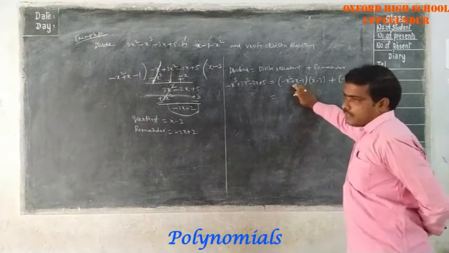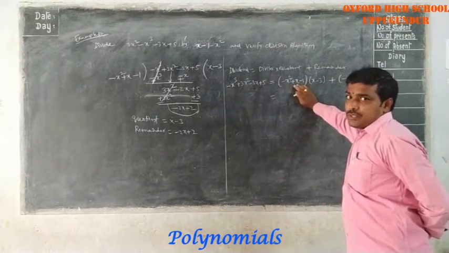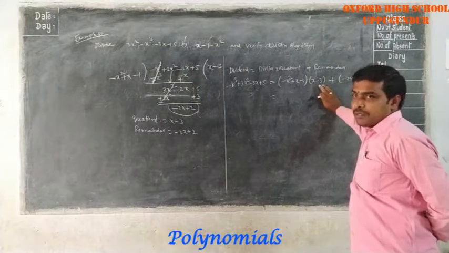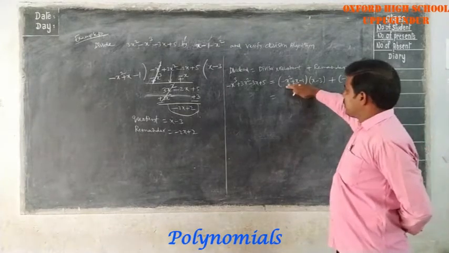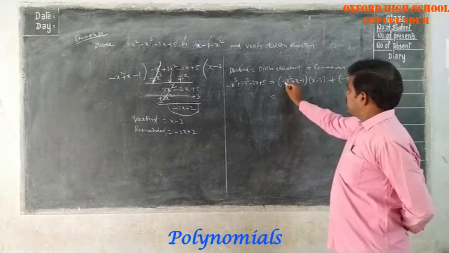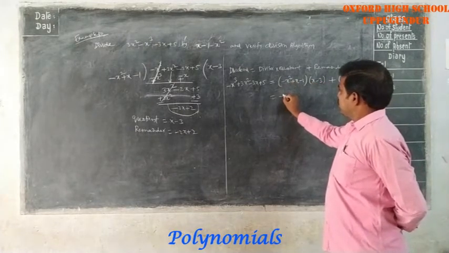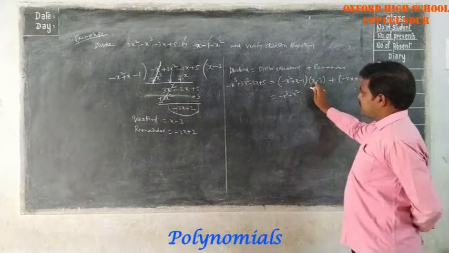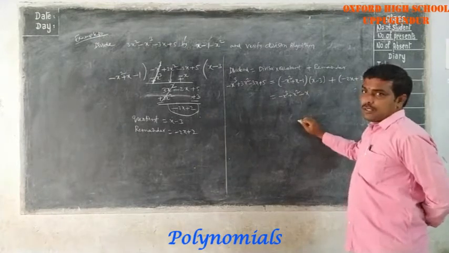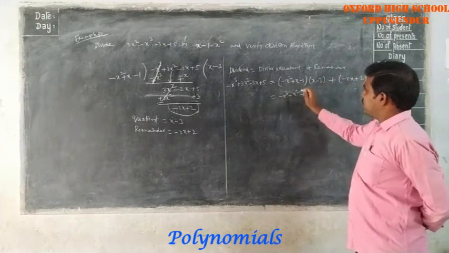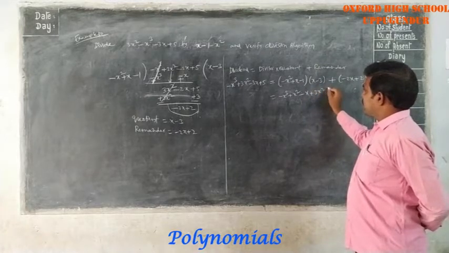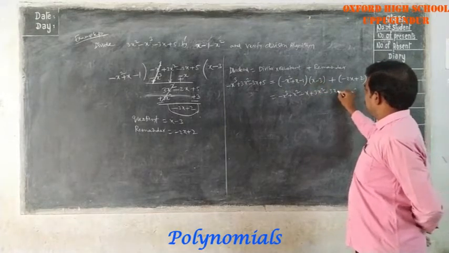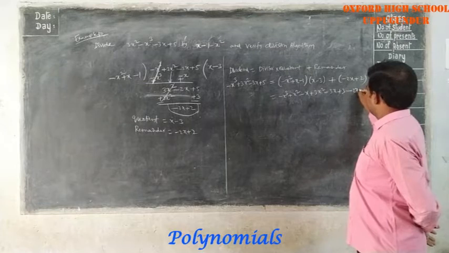So multiplying this, what is this one? This is a trinomial because it has 3 terms. This is a binomial, it has 2 terms. So when you multiply this trinomial with the binomial, x into the total value: x into minus x square is minus x cube, x into plus x square, x into minus 1 is minus x. Similarly with minus 3: minus 3 into minus x square is plus 3x square, minus 3 into x is minus 3x, minus 3 into minus 1 is plus 3, minus 2x plus 2.